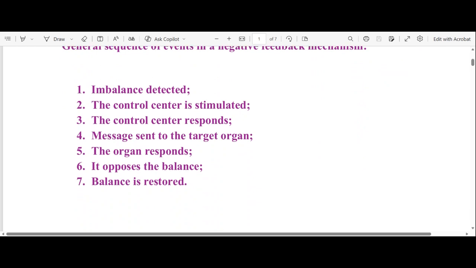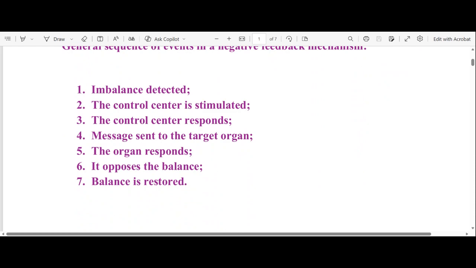Number two, the control center is stimulated by the imbalance, right? That control center could be adrenal glands, pituitary gland, right? So the control center needs to be stimulated. Okay. Number three, what's the third point? The third point is that the control center needs to respond thereafter, right? Okay. Then number four, the message then needs to be sent to the target organ. So the message needs to be sent to the target organ.